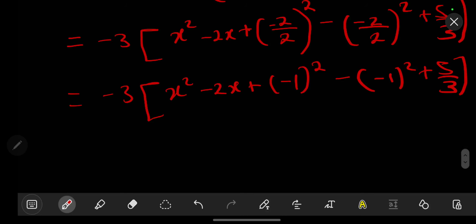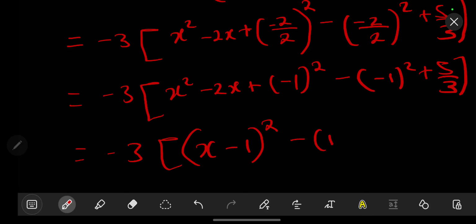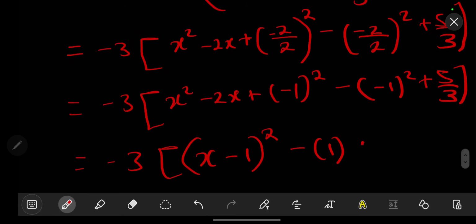So this will give us negative 3. Then this one and this one have got squares. The ones that are adding, you put them in the same bracket. So we have x, you just take one x since both have got squares. Then we have minus 1, since the value is minus 1; if it was positive, we could write positive. Then we write squared. So we have minus negative 1 squared, which is positive 1. Then we have plus 5 over 3.